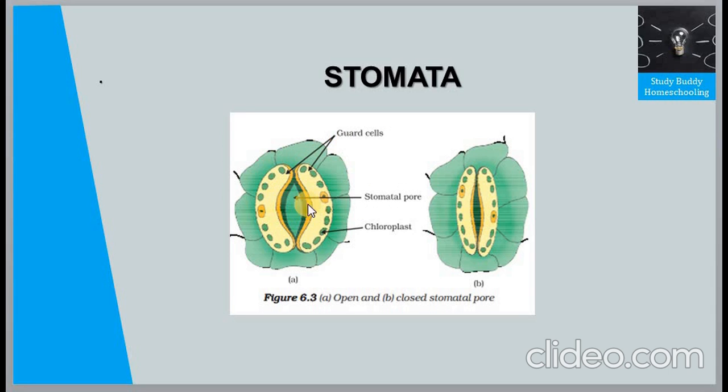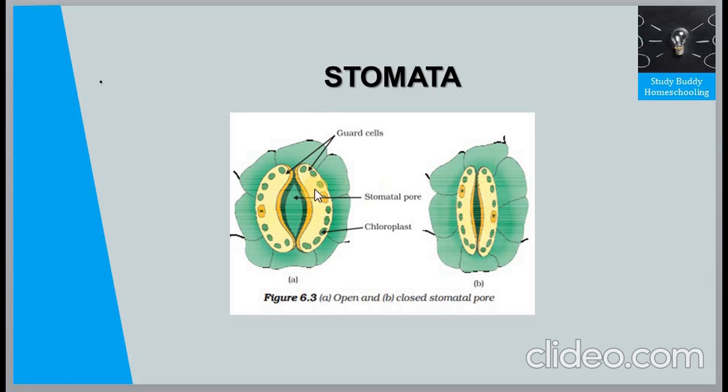There are two important cells called guard cells. They are kidney shaped or bean shaped cells which are important in the opening and closing of stomata. What happens is when these guard cells take up water, they swell in size, and in the process a small pore is created which is called the stomatal pore, through which carbon dioxide enters in and oxygen is released out.